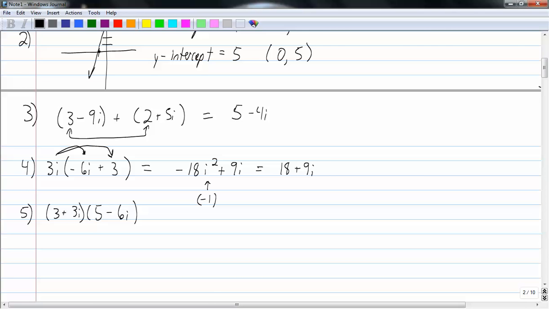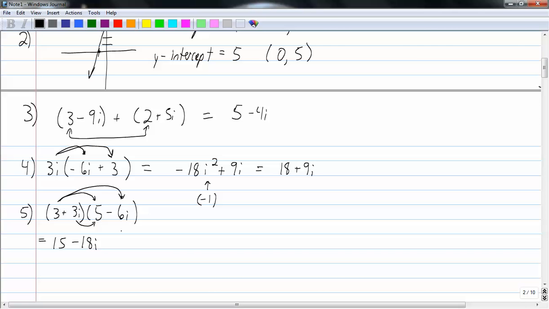Alright, so here I'm multiplying a complex number times a complex number, and they both have the real part and the imaginary part. So you want to treat this just like if we were multiplying binomials where you have an x value. You want to FOIL it out. Okay, so we're going to say 3 times 5, it's 15. Then we're going to say 3 times negative 6i, that's negative 18i.